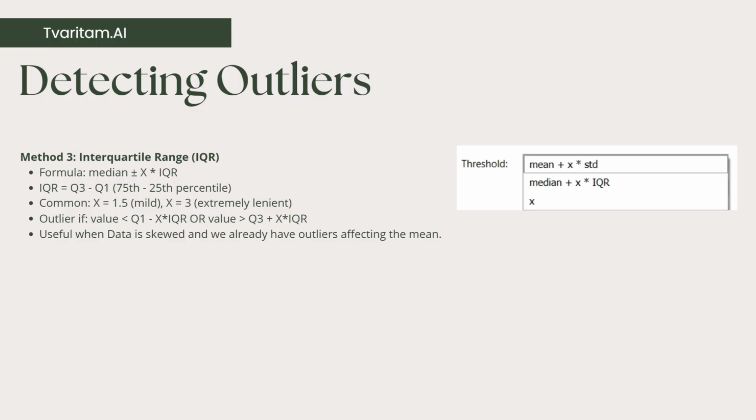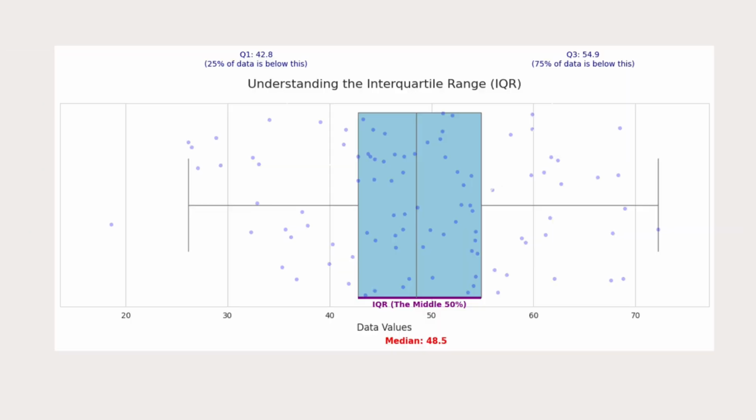Now, if you want to understand a little bit more about IQR, this is what you see on the graph. In the chart, you see Q1 is equal to 42.8. This is the 25th percentile, that is our Q1, so 25% of all data points fall below this value. As you see, Q3 here is close to 54.9, and this is the 75th percentile, and 75% of all data points fall below this value.